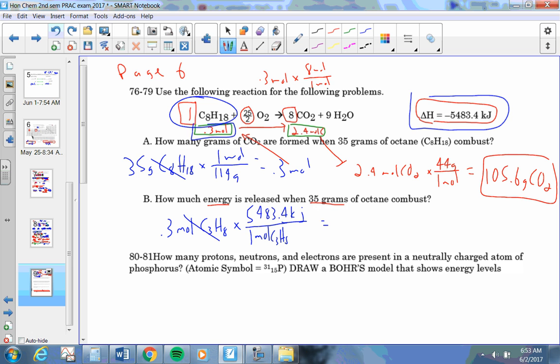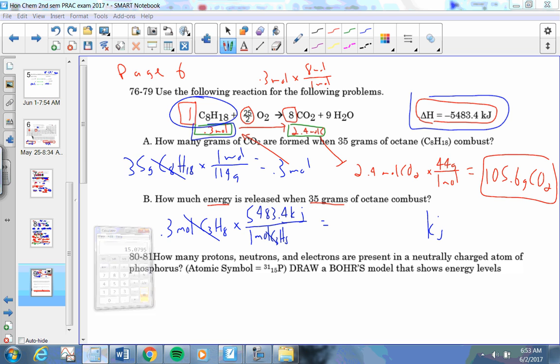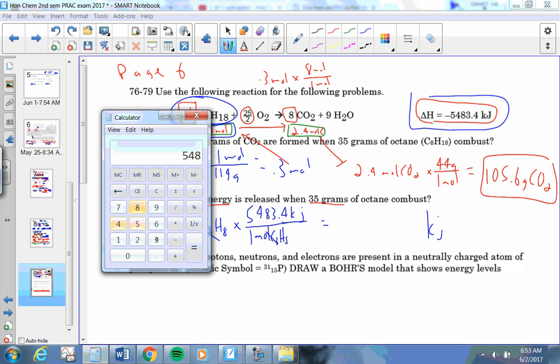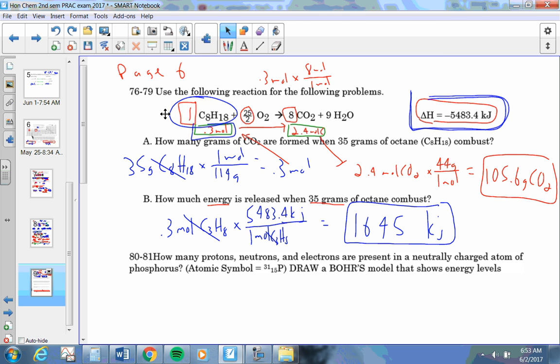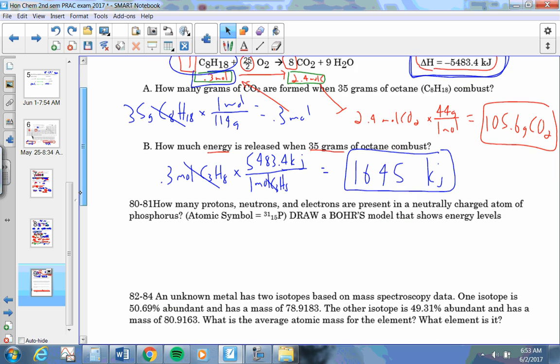Let's see, moles and moles cross off. It'll leave me kilojoules. So I simply take that number, 5,483.4 times 0.3, 1645 kilojoules. That's how much is going to be released. We just use this as if it is part of the balanced equation. For every 1 mole of octane that's burned, you'll get 5,483.